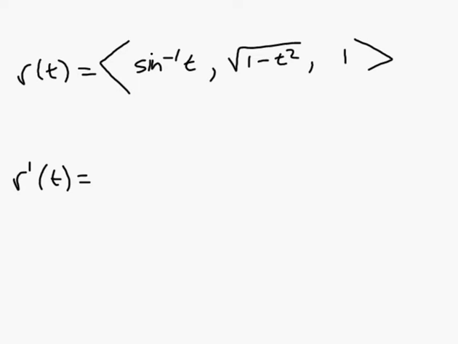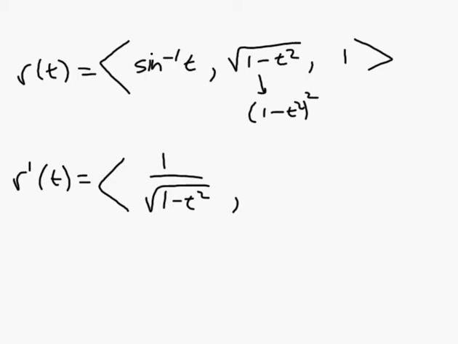Well, it's not so bad. We need to recall a few things we probably forgot maybe. But the derivative of sine inverse is 1 over the square root of 1 minus t squared. And then the derivative of this next function, you need to realize, oh, that's a chain rule. So you have 1 minus t squared, to the 1/2, my bad.